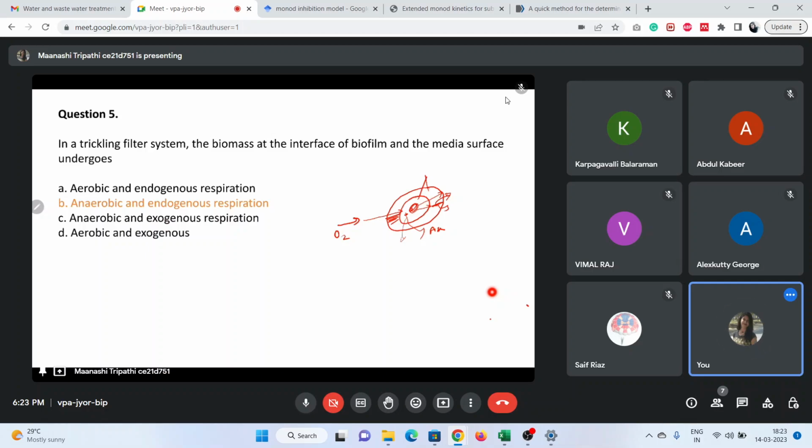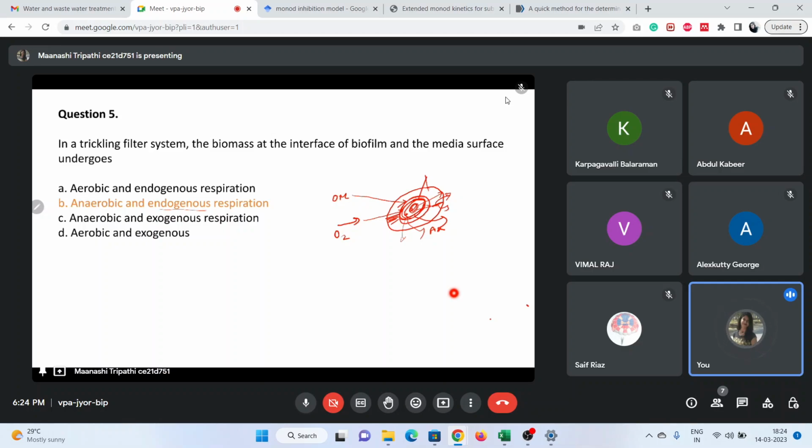And when it is in anaerobic condition, that is the first thing. Second thing, we have some organic matter in the water. We have some nutrients in the water. Nutrients will also get consumed in this area. It won't go beyond this area. So what will happen? In this inside area, there will be a lack of nutrients also. So they will eat each other. So when the microorganisms eat each other, what is it called? Endogenous respiration.